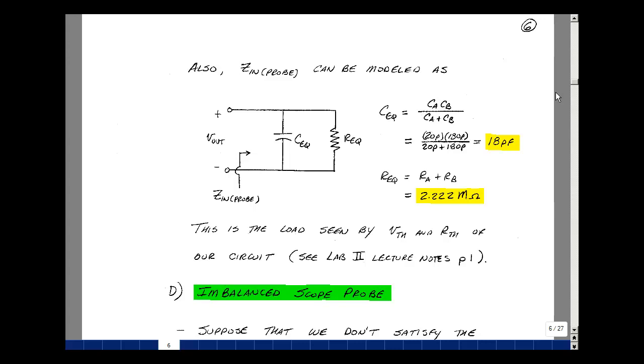With the short circuit removed, we have a series combination of C sub A and C sub B, and that would just be equal to the product over the sum. So it'd be C sub A being 20 picofarads, and C sub B we're setting equal to a total of 180 picofarads. So we have an equivalent capacitance of 18 picofarads. Then we also have a series combination of R sub A and R sub B, and that's going to be 2 megohms added to 222K. So this is effectively our load seen by our circuit when we connect the oscilloscope probe.